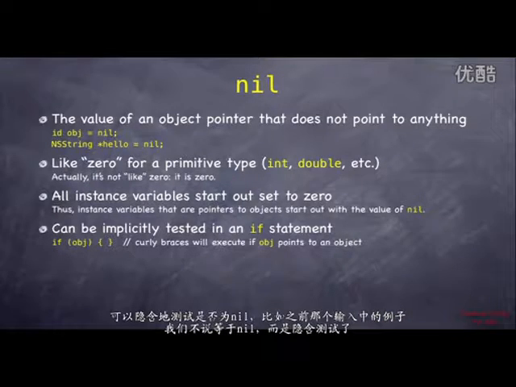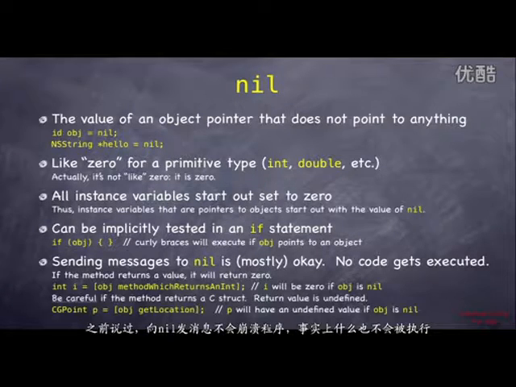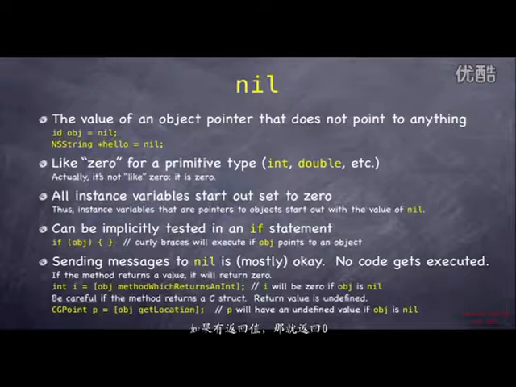You can implicitly test for nil, like we did in the walkthrough. We said if self.userIsInTheMiddleOfEnteringANumber, we didn't say self.userIsInTheMiddleOfEnteringANumber equals YES. We just implicitly tested it. That's very common to do. And as I said before, sending messages to nil is perfectly fine. It doesn't crash your program at all. It actually executes no code. If the message you're sending returns a value, then it will return 0.